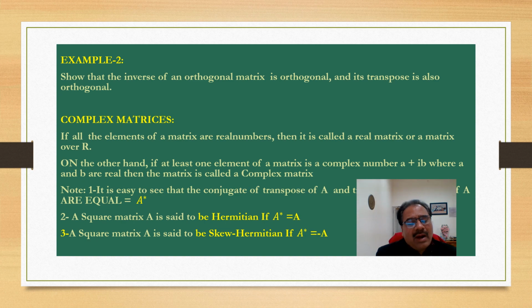Now another important kind of matrix is the complex matrix. Let us look at the definition of complex matrices. If all the elements of a matrix are real numbers, then it is called a real matrix, or a matrix over R, the real set. But on the other hand, if at least one element of a matrix is a complex number, that is, in the form a plus iota b, where a and b are real, then the matrix is called a complex matrix.